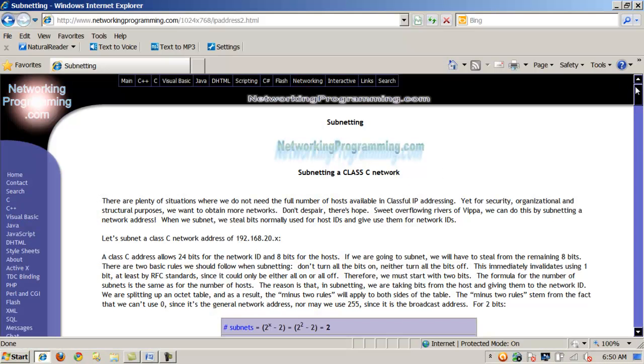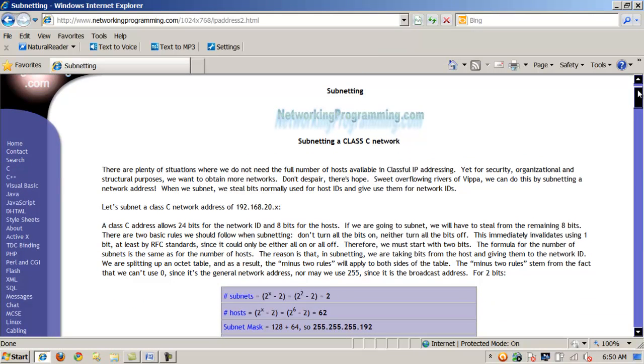You can subnet any class of network, but basically the idea behind subnetting is that you sort of rob Peter to pay Paul, or you take bits from the host portion and you can give them to the network portion. You can also supernet, which is going the other way. You can take bits from the network portion and give them to the host portion. And why might you want to do this?